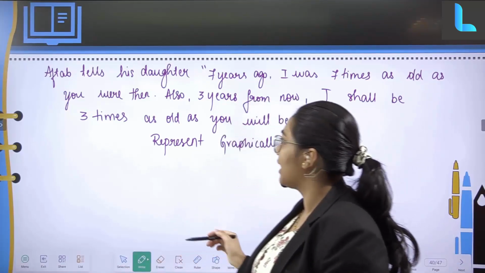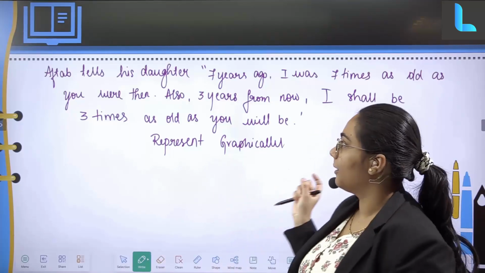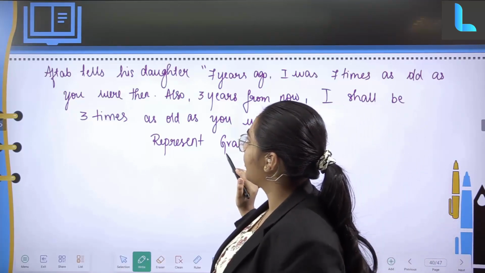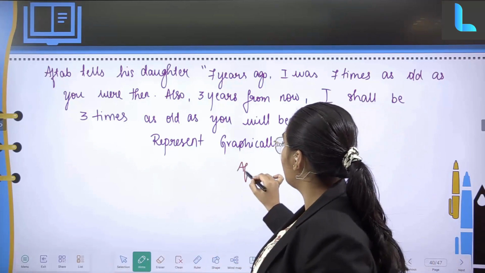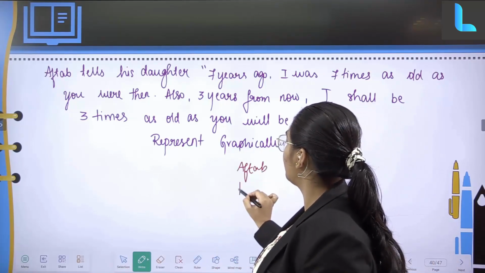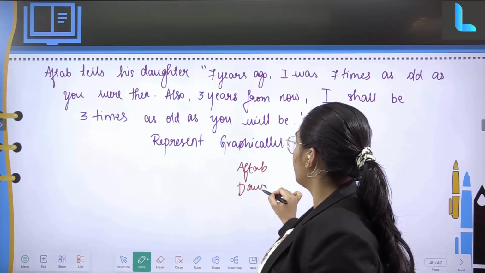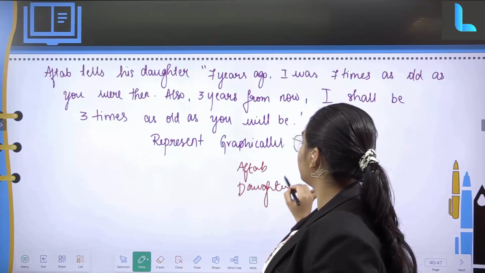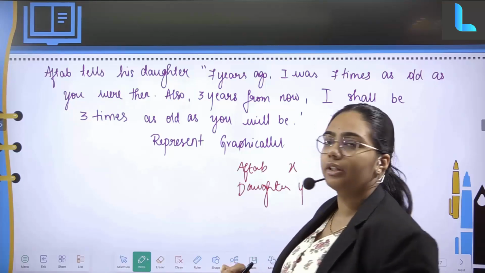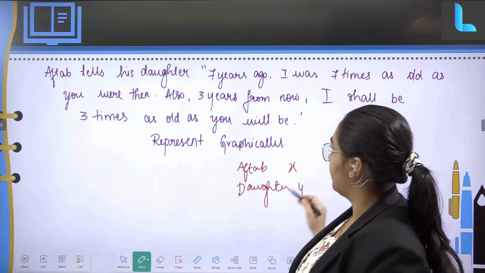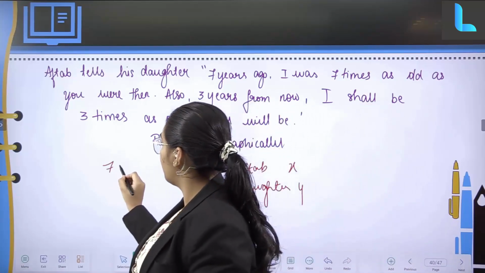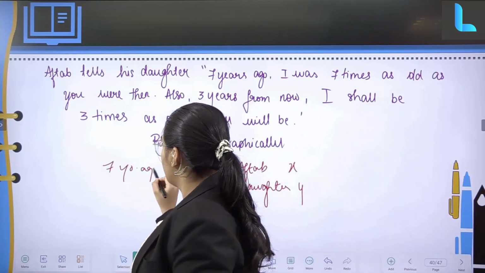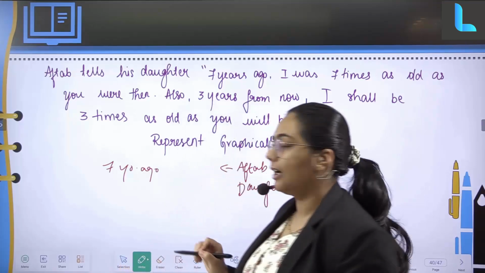Before that, we will find out how to crack this basic question. So now Aftab tells his daughter. So there are two persons. One is Aftab and the other is his daughter. Right. So first and foremost we will consider Aftab to be x and the daughter to be y. Right. 7 years ago, first of all, what is going to be Aftab's age?